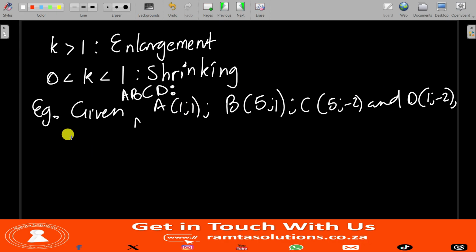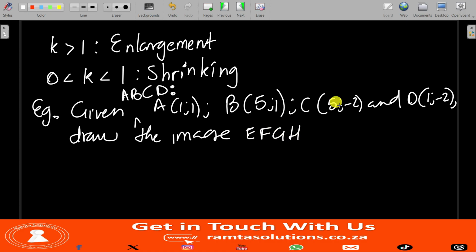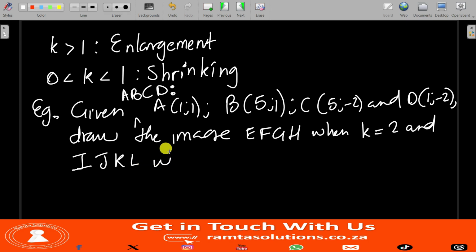Now draw the image. I'm going to call the image EFGH when K is equal to 2, and IJKL when K equals half. So we are going to draw this.